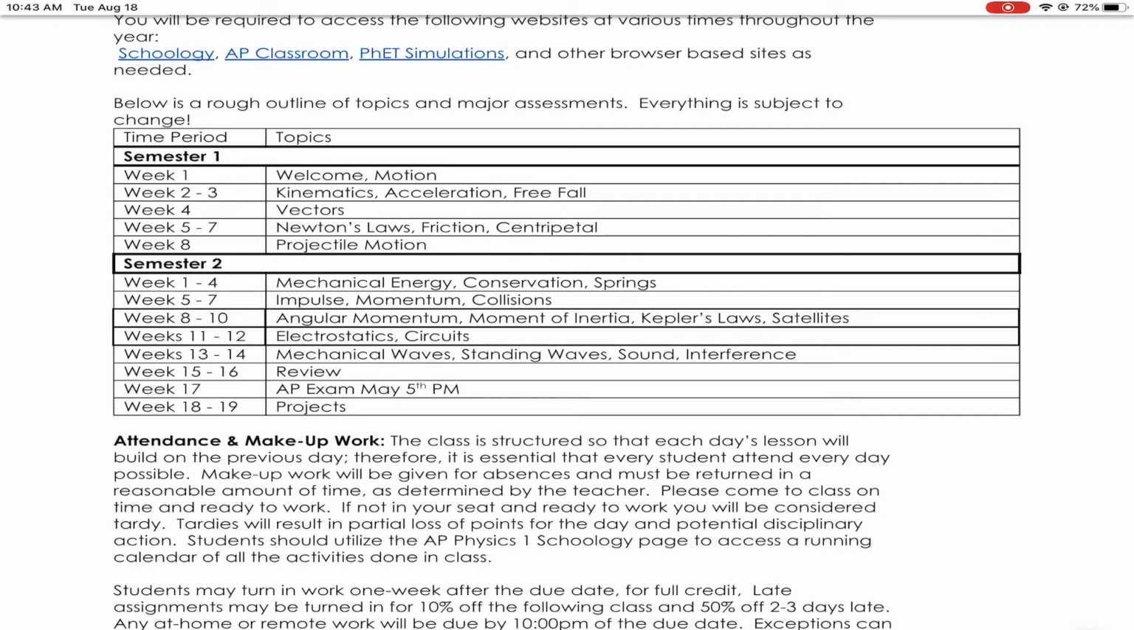What's also nice is both of those things, circuits and waves, are kind of standalone units. Everything else is related to each other. These things we can pull out and put in wherever we need to. So we'll get through them if we can. If not, I'll provide you guys all the stuff you would need to get ready for that exam.